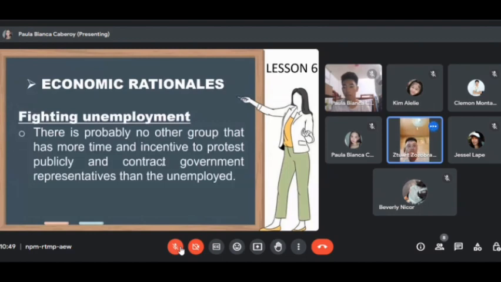In economic rationales, fighting unemployment, there is probably no other group that has more time and incentive to protest publicly and contact government representatives than the unemployed. Workers displaced because of imports are often the least able to find alternative work, such as the fairly unskilled catfish workers in depressed regions. When they do, they generally earn less than before.